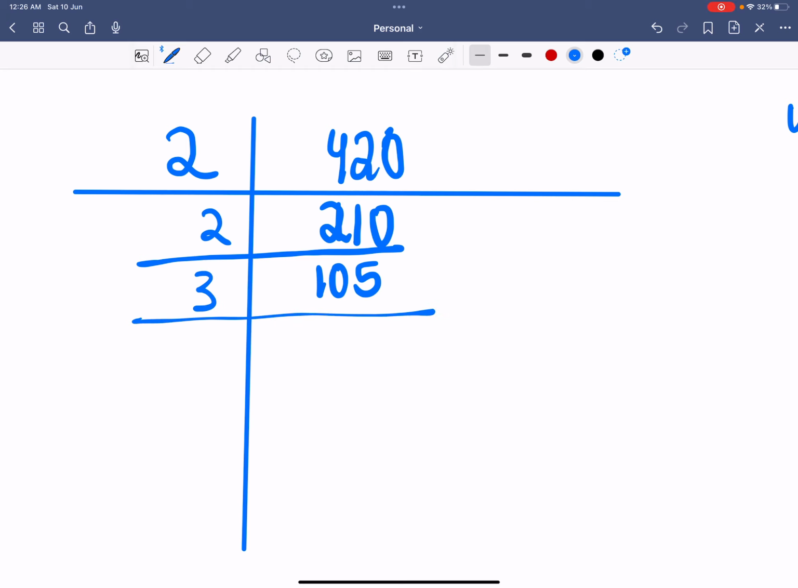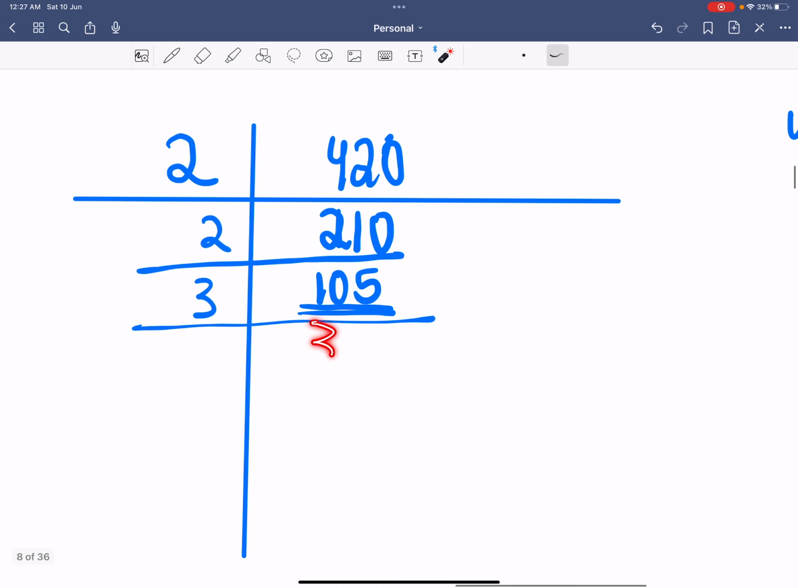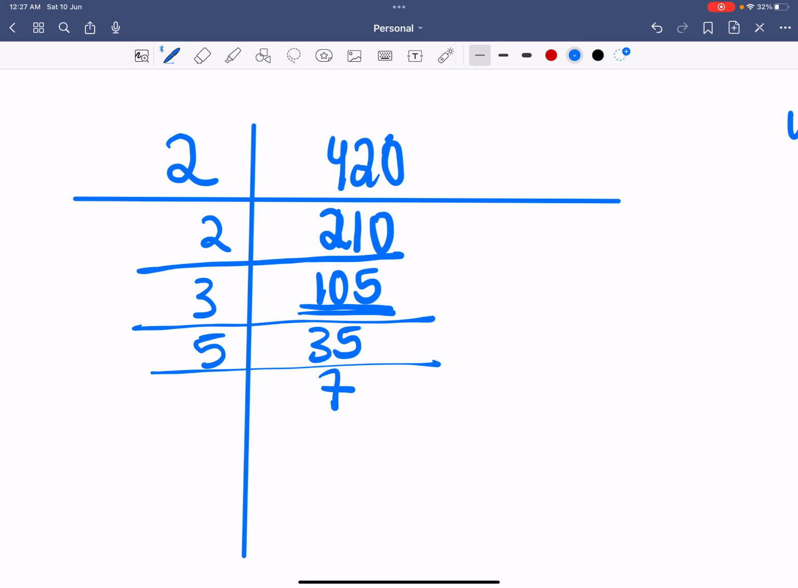So now, since this is not divisible by 2, now I'll be using the next smallest prime number, which is 3, right? So I'll be using 3. So 3 times 3 is 9, and then 1 will get carried, and this will be 35, right? So this will be 35. Then again, the next smallest prime number, which is 5, then 5 times 7 is 35, and the next smallest prime number, which is 7, and 7 times 1 is 7.